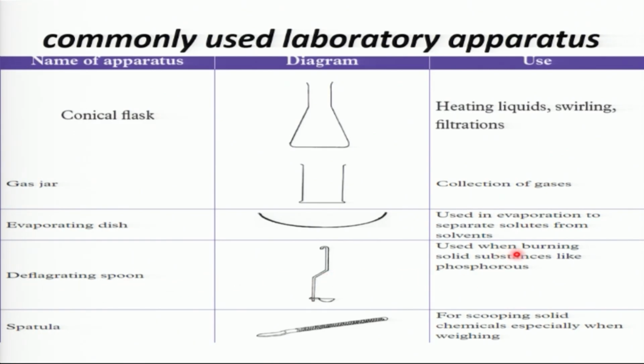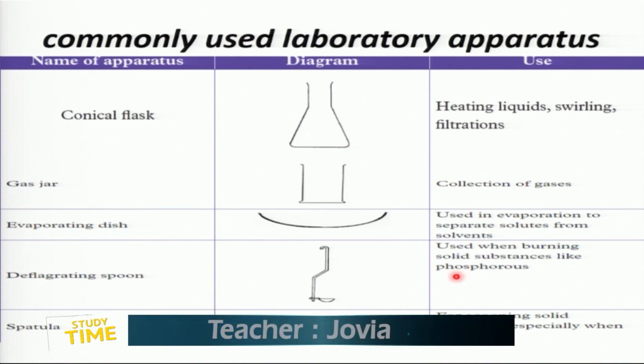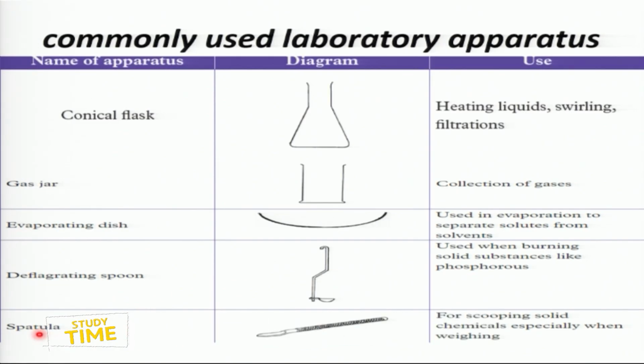It is used when burning solid substances like phosphorus. So when you are burning some solid substances, we use this deflagrating spoon. All right? So we have a spatula. This is the diagram of a spatula. A spatula is like these common small spoons.